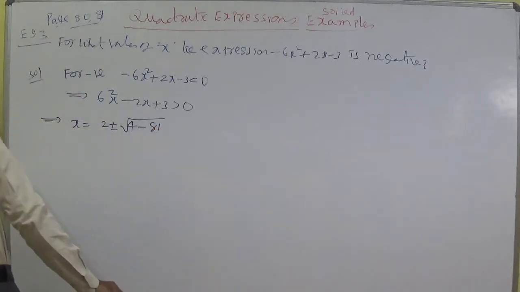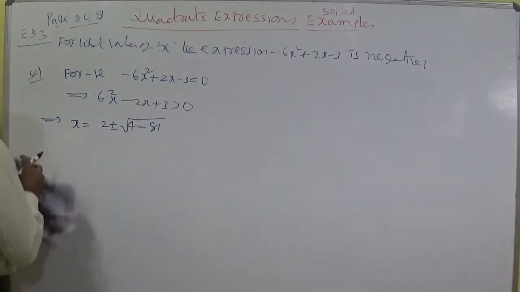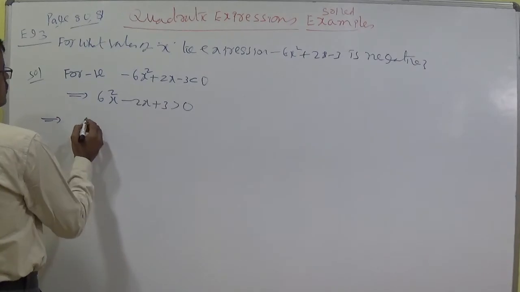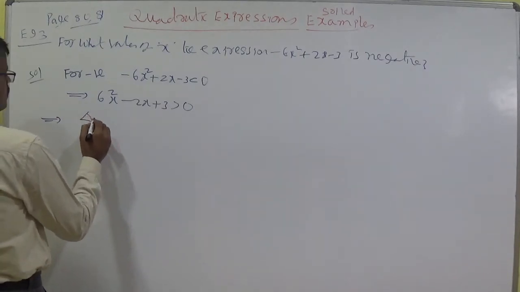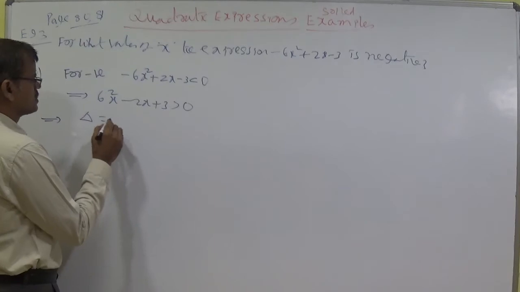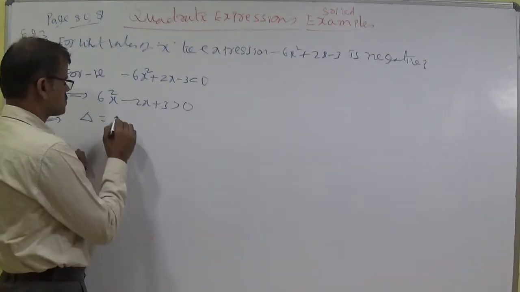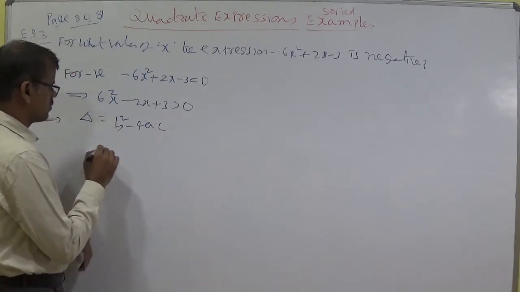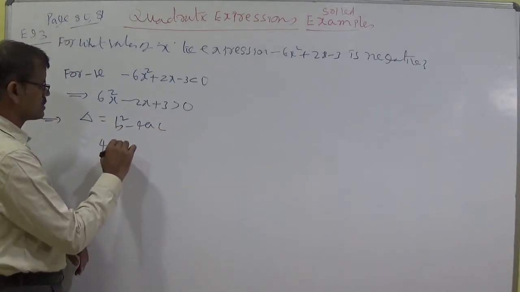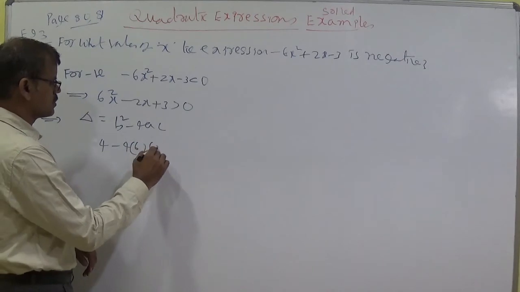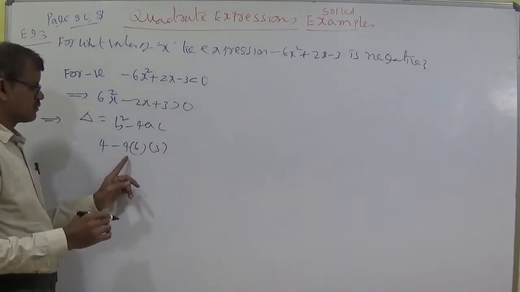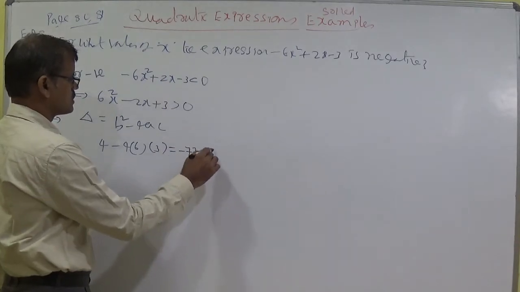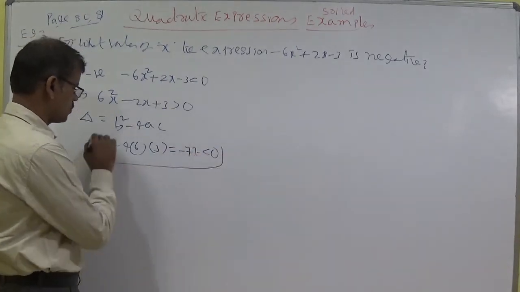So no need to calculate here. Here we should follow one method: calculate delta. Delta is equal to b square minus 4ac. So 4 minus 4 into 6 into 3. 4 minus 4 sixes are 24, 24 threes are 72. 4 minus 72 becomes minus 68, which is less than 0.